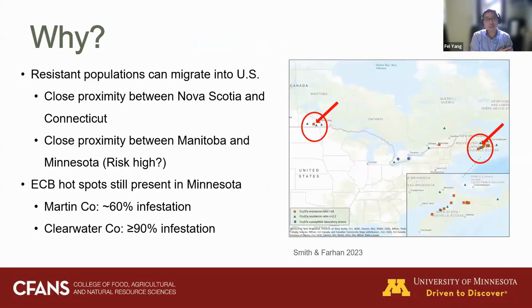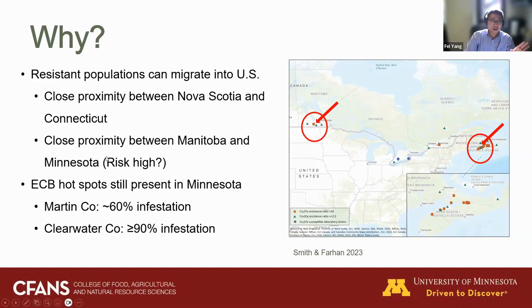So that's the reason why we need to care about the resistance. As we mentioned, the resistant populations can migrate from Canada to the US. If you look at the map here, these red circles are the initial resistance problems found in Canada, and then we found problems in Connecticut. Between Nova Scotia and Connecticut, it's very close. And if you look here, Manitoba is close to Minnesota. So these resistant populations have a high chance to be here in the US, in the Corn Belt.